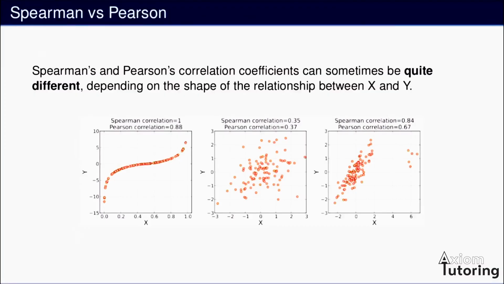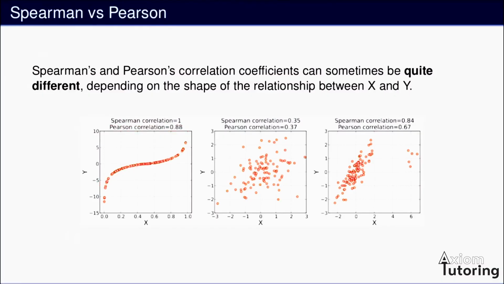So let's have a look at those different graphs, and we can see that those two measures can sometimes be quite different depending on the shape of the relationship between x and y. So for example, here, we can see that there's a monotonic relationship between x and y, okay? When x increases, y also always increases, but it's not linear. So Spearman's correlation measure will be 1 because it's perfectly monotonic, but we can see that Pearson's correlation is lower, 0.88, because if we look at a linear fit, it's not perfect, okay? It's still relatively high, but it's not perfect.